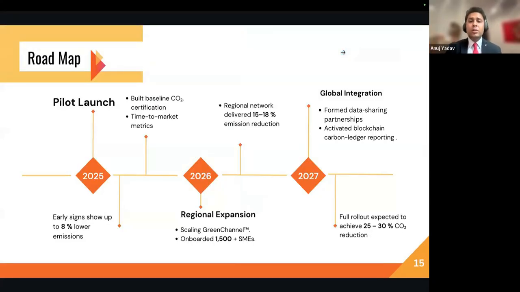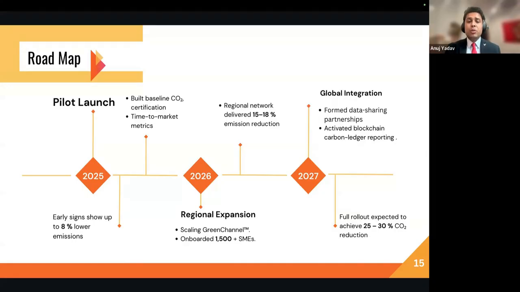Our roadmap shows how TWTH superclusters evolve from pilot testing to full-scale global integration. We begin in 2025 with a pilot launch phase rolled out across all the current hubs to test the supercluster model with SMEs in sectors like cosmetics, toys, and electronics initially. Early indicators already show up to 8% lower emissions from optimized routing and reduced paperwork. Also, at this stage, we built the baseline CO2 certification and time to market metrics using blockchain tracking.